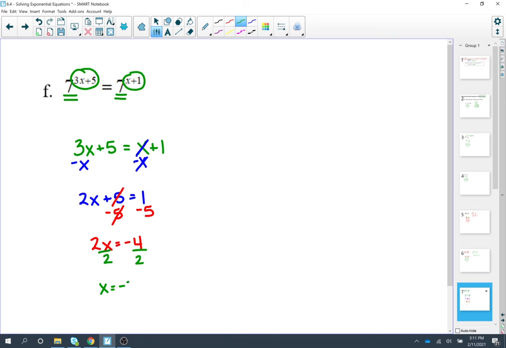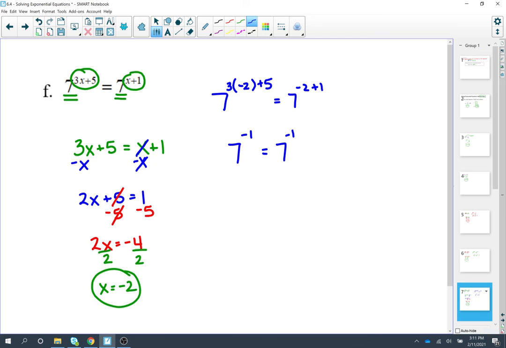x equals negative 2. If we check that, I'm going to have 7 to the power of 3 times negative 2 plus 5 equals 7 to the power of negative 2 plus 1. 3 times negative 2 is negative 6, plus 5 is negative 1. Negative 2 plus 1 is negative 1, and 7 to the negative 1 equals 7 to the negative 1. So our answer is x equals negative 2.